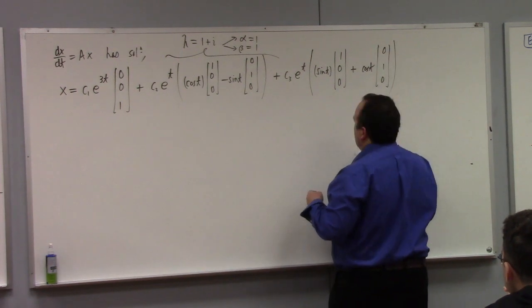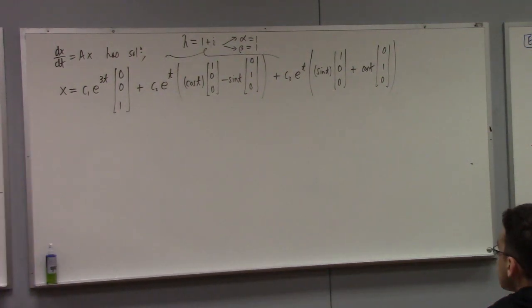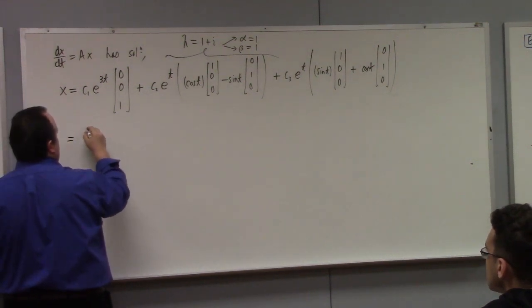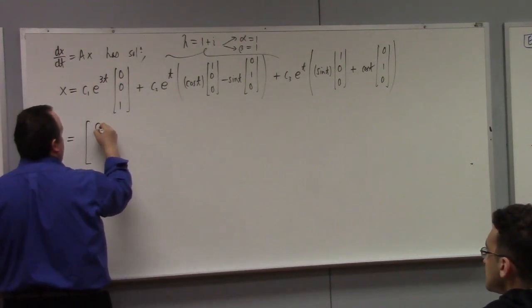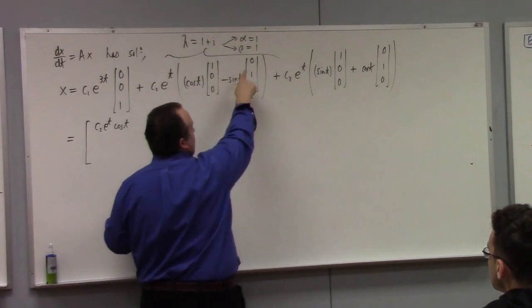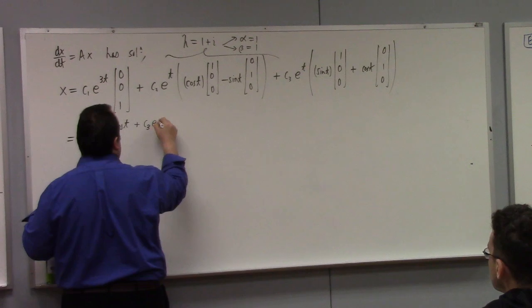And the book usually likes to do one more step. For the test, guys, if I have one of these and I say solve it, unless I say otherwise, you can leave the answer like that. Now if I say find the solution, simplify the answer, then I'd want you to go one more step. The one more step would be this. Let me see if I can put it all together. So I get 0 from here. I've got c2 e^t cosine t, nothing else, plus c3 e^t sine t.